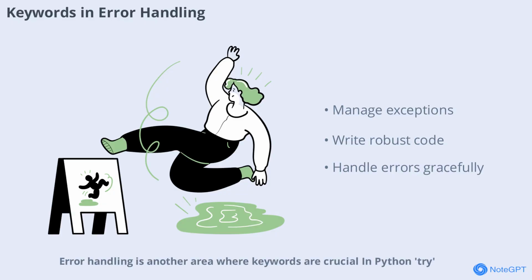Error handling is another area where keywords are crucial. In Python, try, except, and finally manage exceptions. In Java, try, catch, and finally serve a similar purpose. These keywords help you write robust code that can handle unexpected situations gracefully.